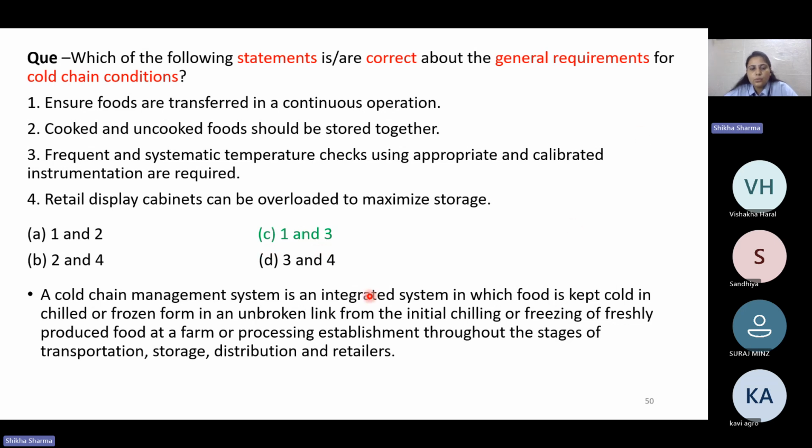A cold chain management system is basically an integrated system in which food is kept cold in chilled or frozen form in an unbroken link from the initial chilling or freezing of freshly produced food at a farm or processing establishment through the stages of transportation, storage, distribution, and finally at the retailer. So cold chain means that from farm to fork, the cold condition is being maintained.